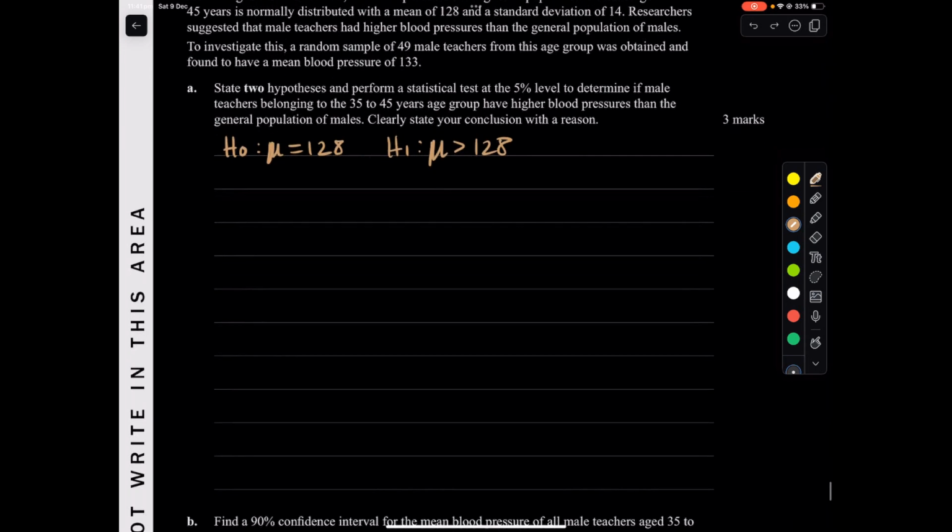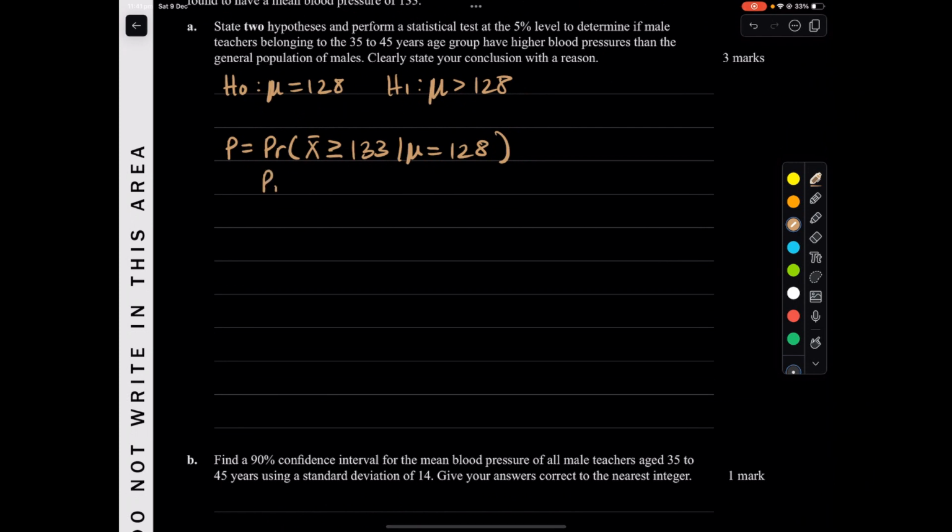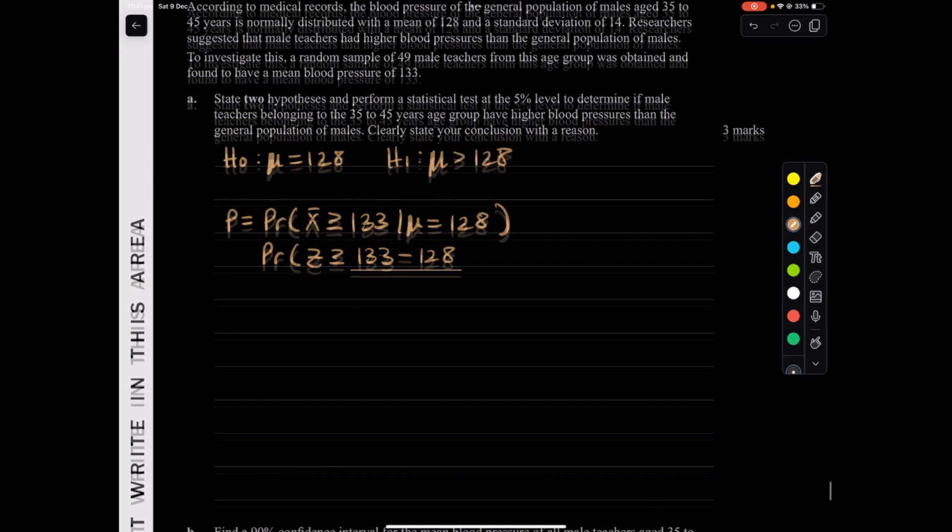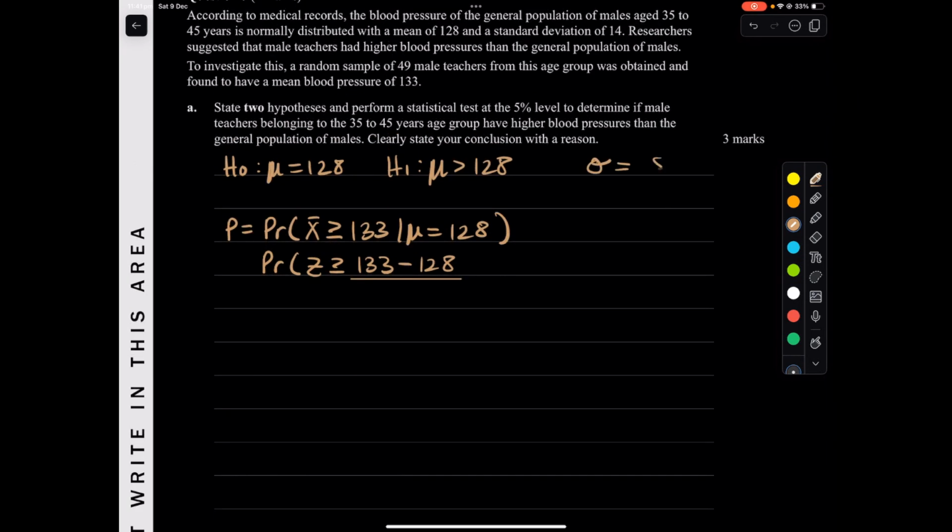To determine this, we need to do a statistical test, we're going to find the p-value. So the p-value is going to be the probability that your sample mean is going to be greater or equal to that 133, given that your null hypothesis mean is 128, and we'll calculate that. So if we convert that to Z, it's going to be 133 minus 128, all divided by your standard deviation. But remember, your standard deviation is your S over root N.